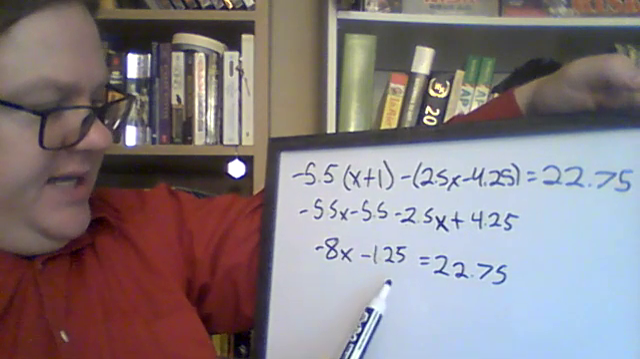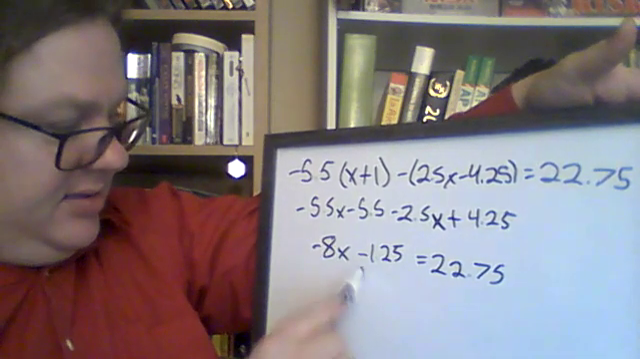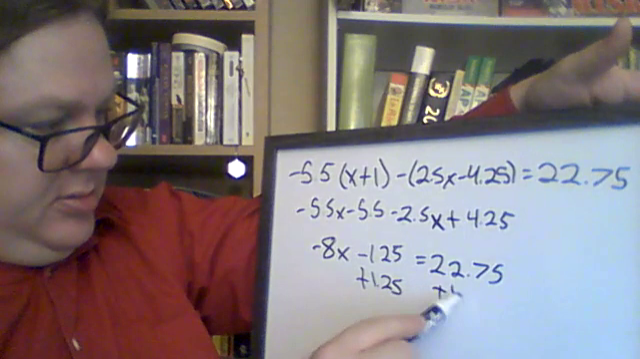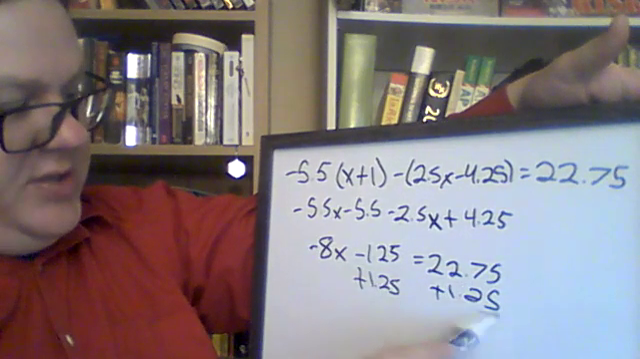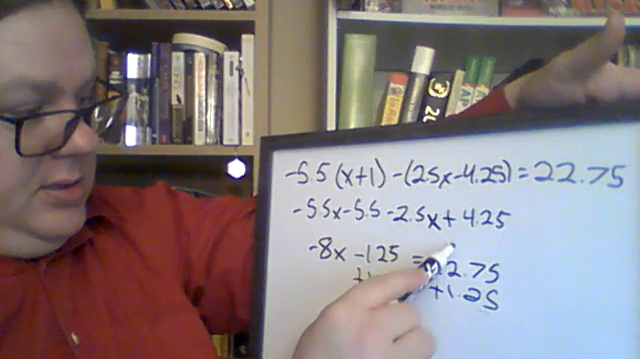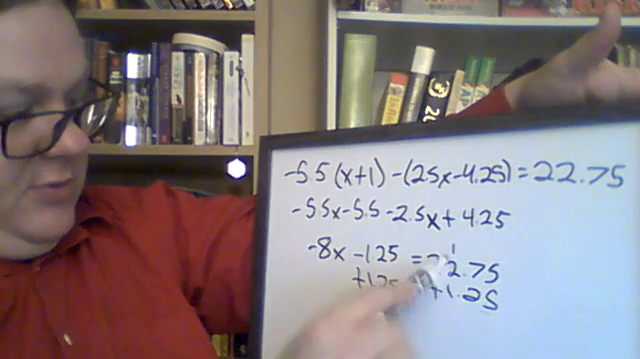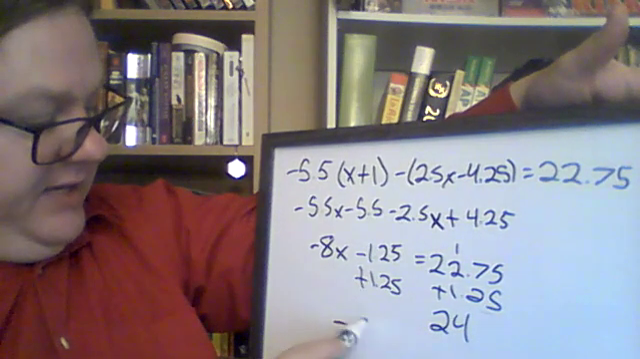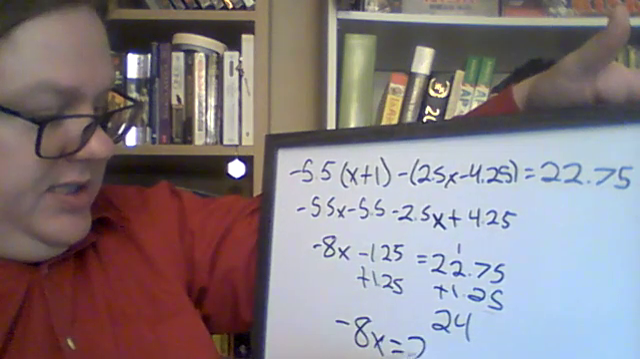So now I'm going to take this negative 1.25 and I'm going to add it over here. This 0.75 and 0.25 makes for 1, so we carry that over there. 2 and 1 and 1 makes for 4, so that's 24. We've got negative 8x equals 24.